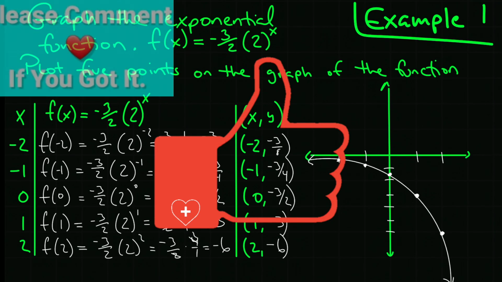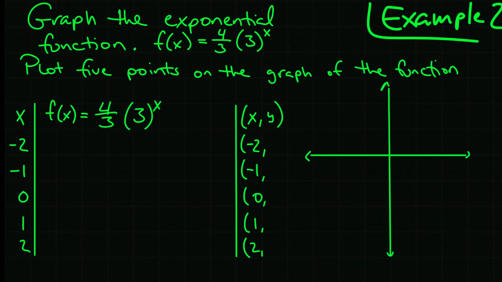And that's it. For example number 2, we're going to be dealing with f of x is equal to 4/3 times 3 to the x power. We need to plot 5 points on the graph of the function.